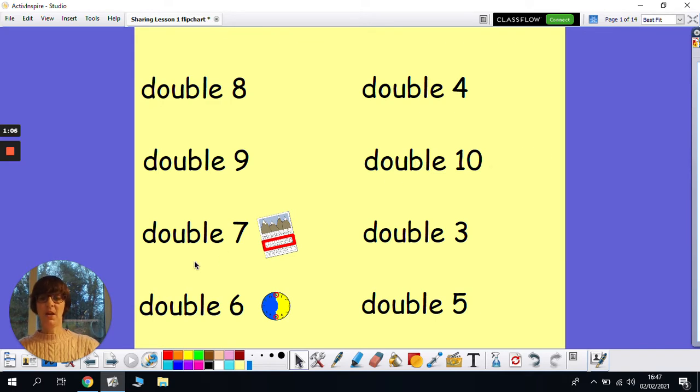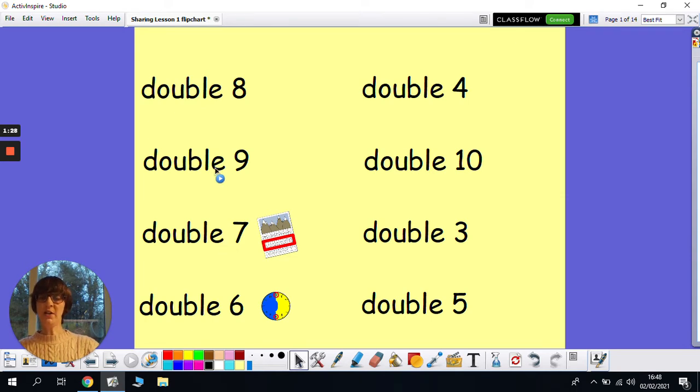Well done. Now, there's two pictures here to help you remember these doubles. I wonder if you can remember how they help you. Double 7 is, 14. Remember we talked about a fortnight being 2 lots of 7 days, which is a 14. And half of 14 is 7.